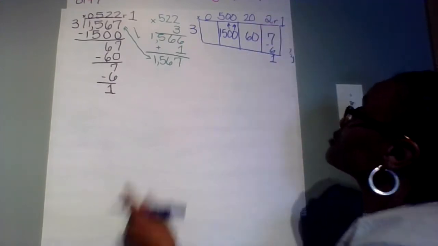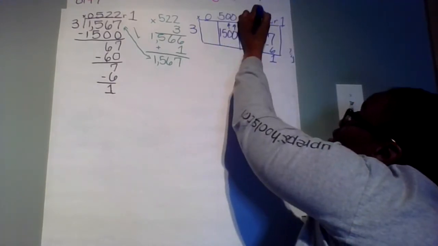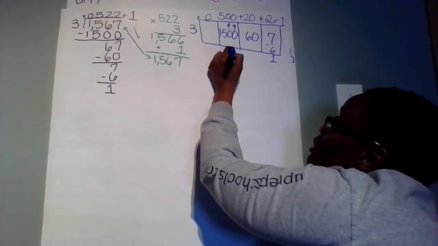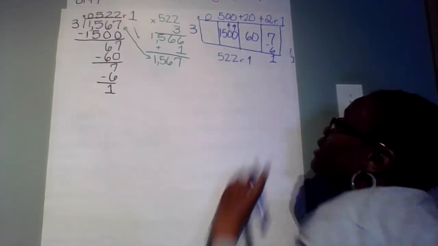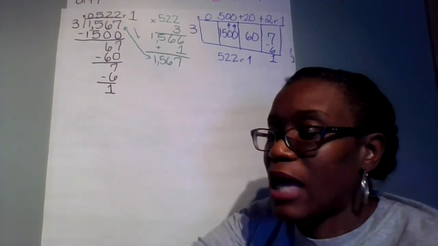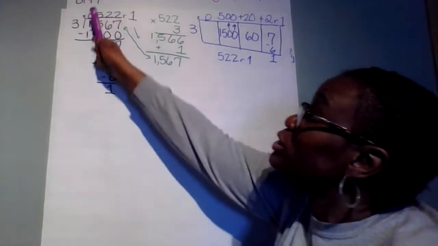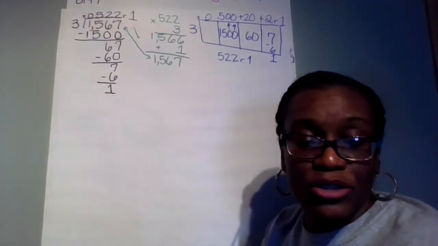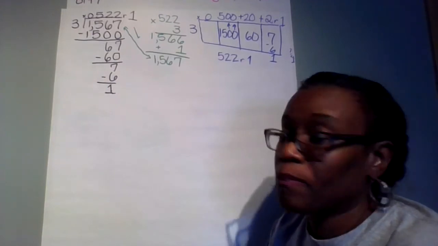So our answer again, when we add these together, would be 522 with a remainder of 1. So scholars, now I'm going to do 97 divided by 8 using place value.